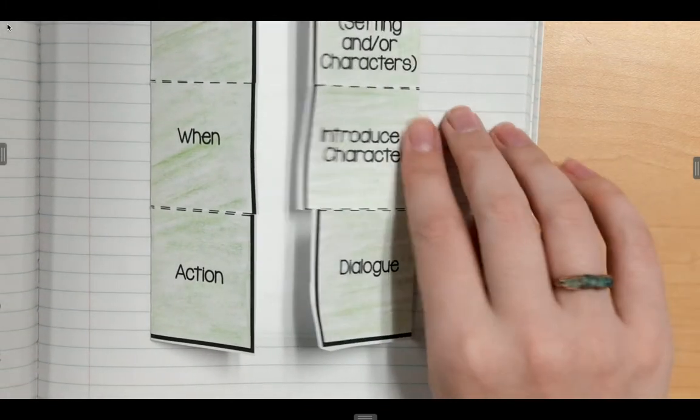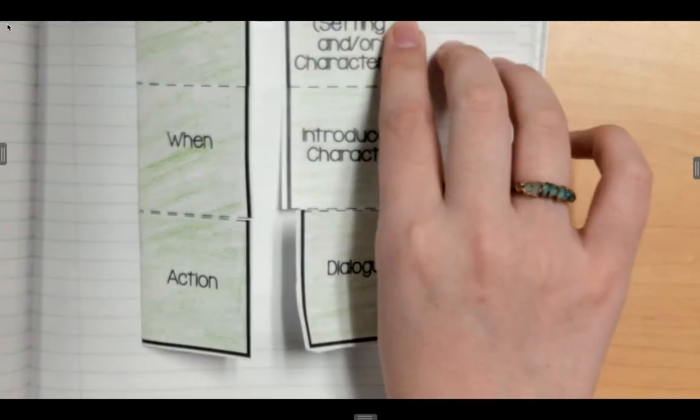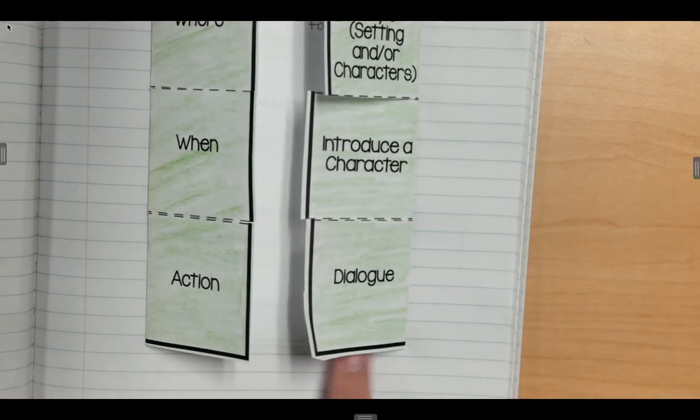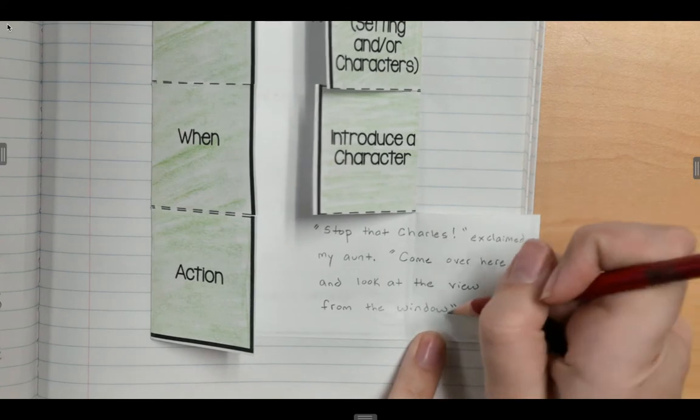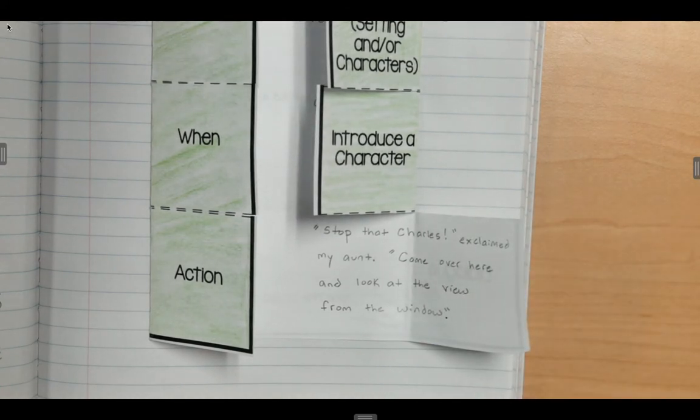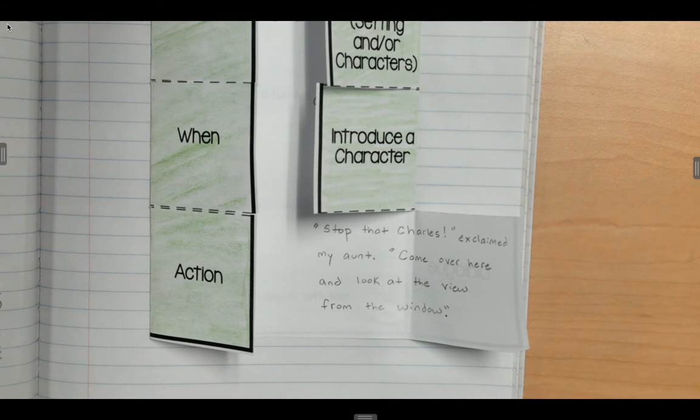The last one is dialogue, which I will go over. However, in our narrative writing, we are not using dialogue. So you could say, to start a narrative, "Stop that, Charles!" exclaimed my aunt. "Come over here and look at the view from the window." Again, you need a period. We are not going to use dialogue to start our narrative writing. We're not actually going to use dialogue at all in our narrative writing, not just yet. We haven't learned too much about quotation marks. However, using dialogue will come in handy later in the semester.